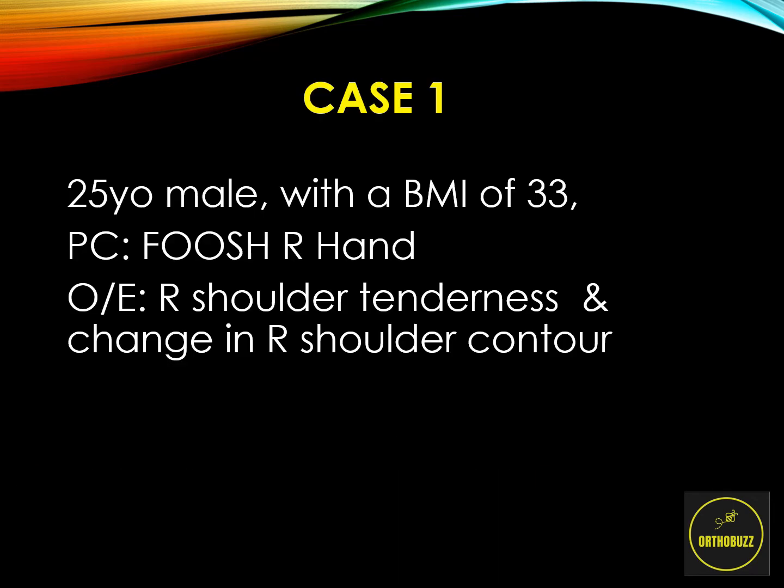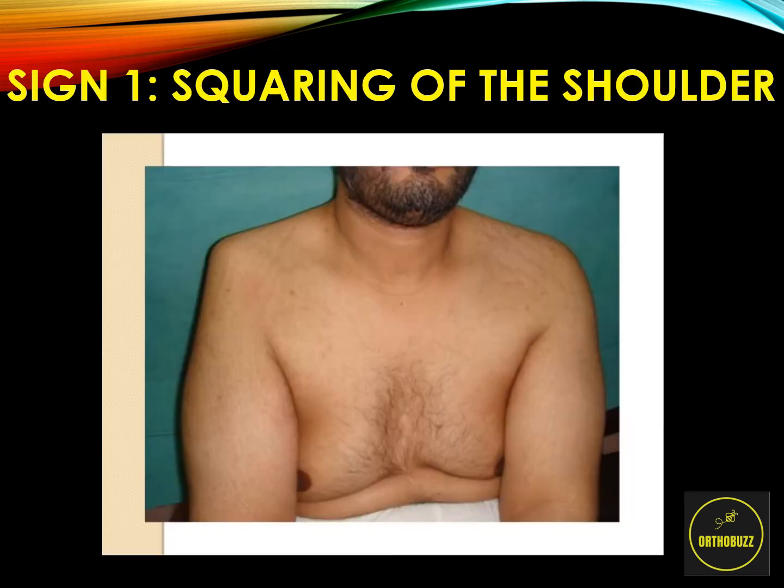So let's have a look at a case. We have a 25-year-old male with a high body mass index of 33. He sustained a fall on the outstretched hand, and he complains of right shoulder tenderness, and also noticed a change in the contour of his right shoulder. So of course you want to take a history from the patient more thoroughly, but assuming that's done, let's fast forward and have a look at the examination.